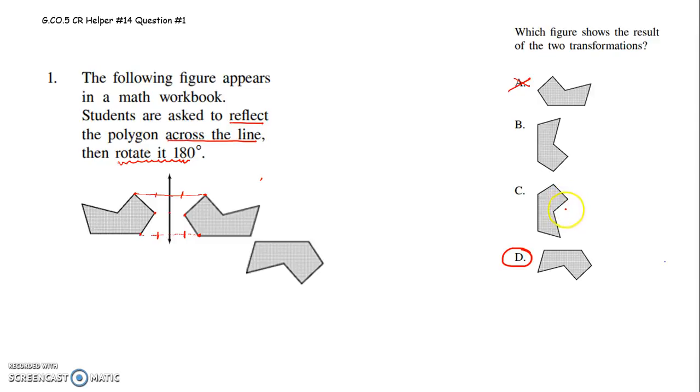They put B and C in because for B or C, that looks like one of them will be a 90-degree rotation. Probably one of them's a 90 clockwise, 90 counter, but they wanted 180 degrees. So that's basically what that will look like. I hope that helps.